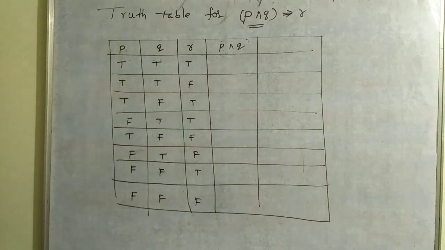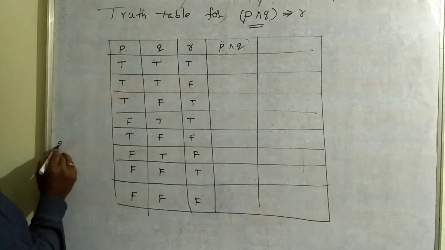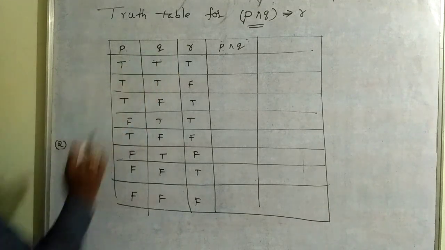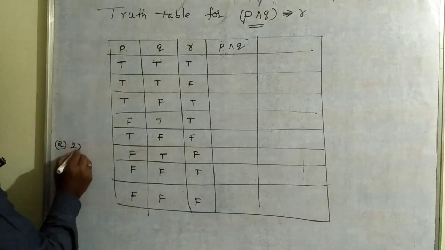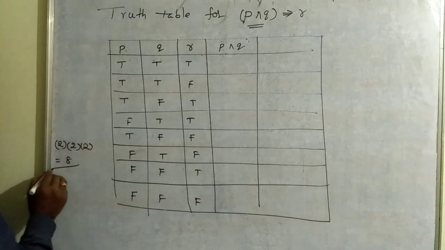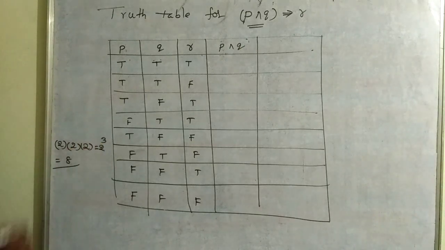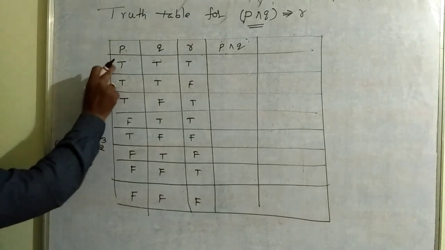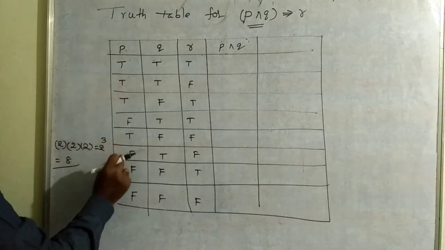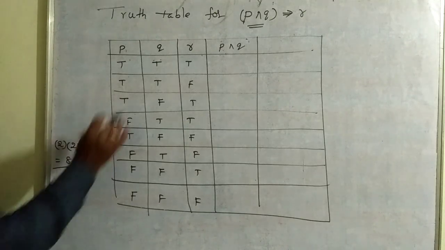These we can calculate the number of cases by using permutation and combination, which we can learn in the second year. That is, P has true or false, means two cases we have. Q has true or false, two cases we have, and R has two cases. That is, the total number of cases we can calculate is 2 to the power of 3. 2 power 3 means it's nothing but 8 cases. We get 1, 2, 3, 4, 5, 6, 7, 8. 8 cases we got.